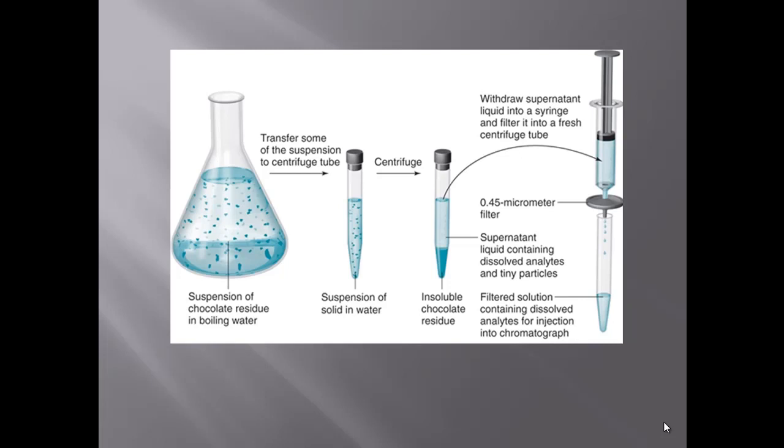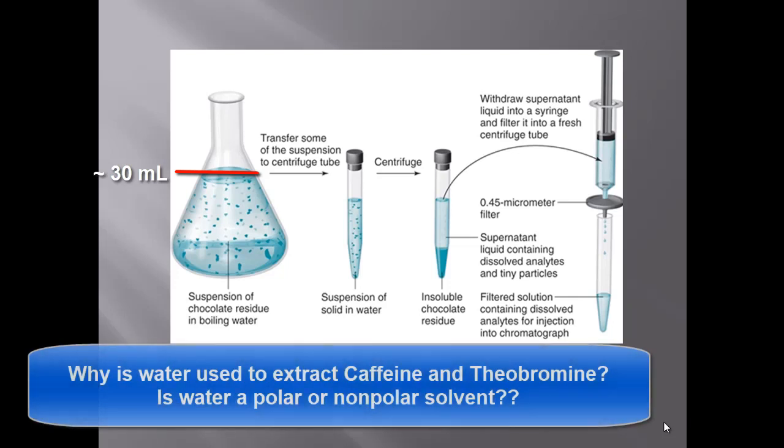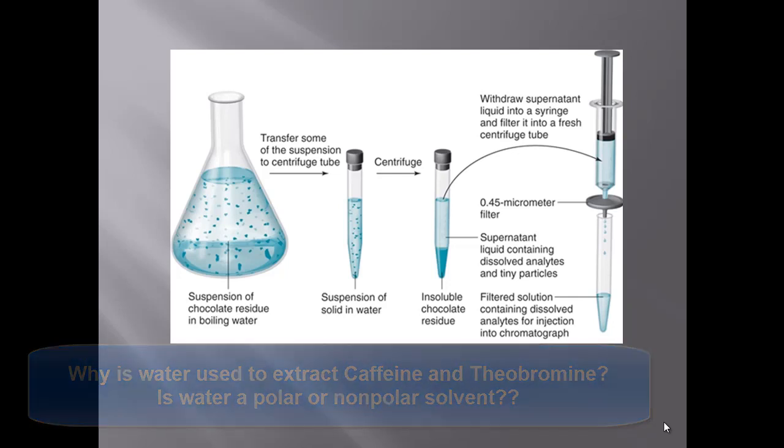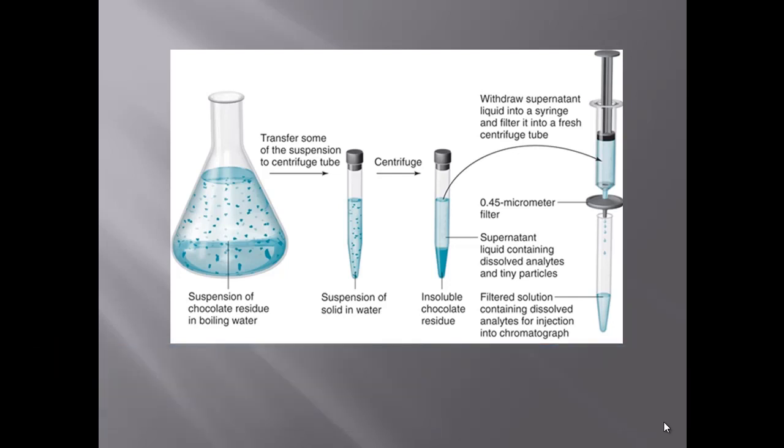Once they are pretty sure that they've got everything from the centrifuge tube, they bring the volume up to about 30 mL, and they heat the flask in a boiling water bath to extract all of the caffeine and the theobromine from the chocolate into the water. Before they can inject the solution into a chromatograph or into an instrument for chemical analysis, they have to clean it up a little bit more.